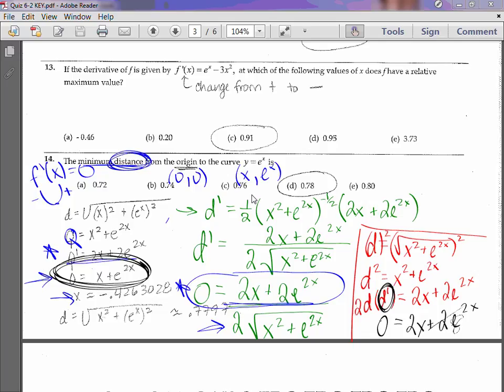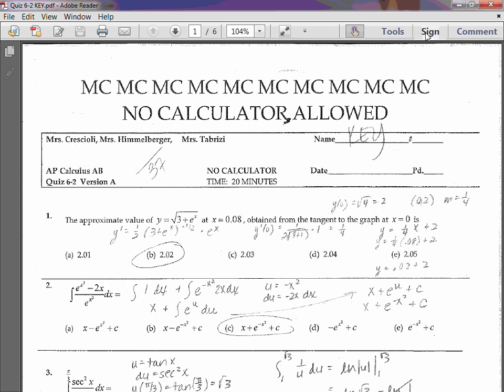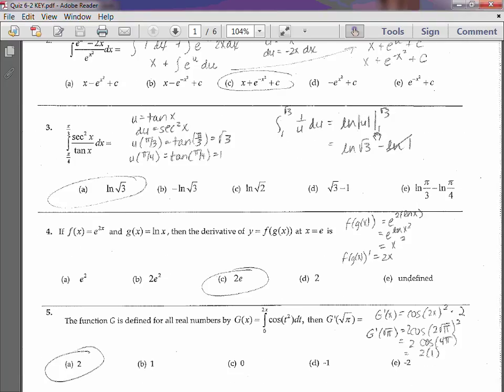Let's go up to 3. All right, so number 3 here, we have secant squared x over tangent x. We do not have a quotient rule for integration, so most likely that's what we need to do.